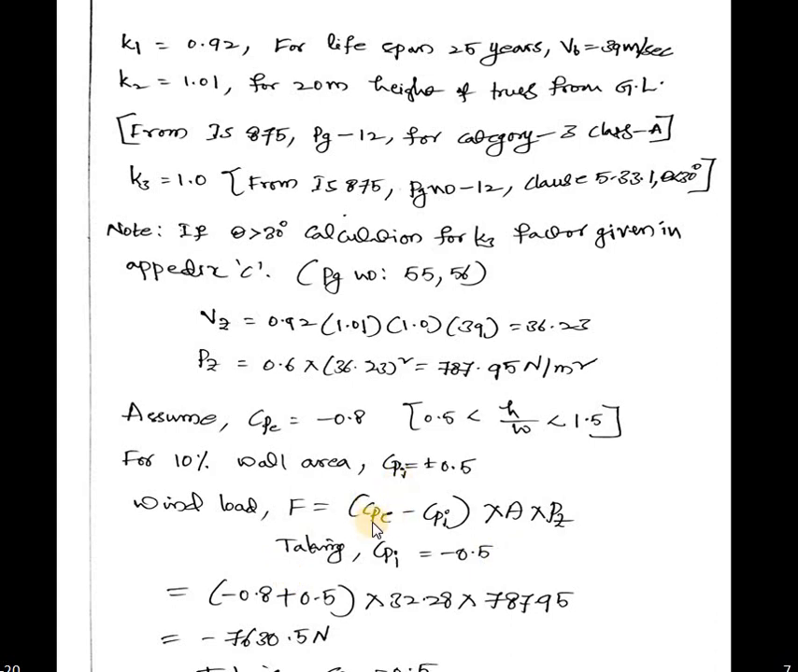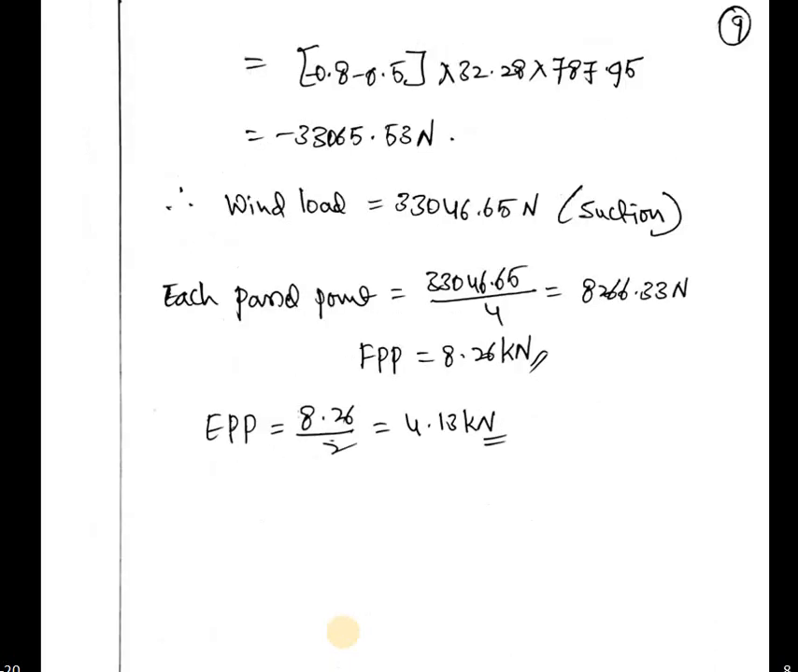For that reason, CPE is minus 0.8 and CPI I have taken plus 0.5, taken minus 0.5. That's why minus and minus plus. Now coming to capital A, 32.28 into PZ value 787.95. Therefore we got minus 7630.5 newtons. If you take CPI minus 0.5, you get minus 7630.5 newtons load. That is wind load for internal coefficient.